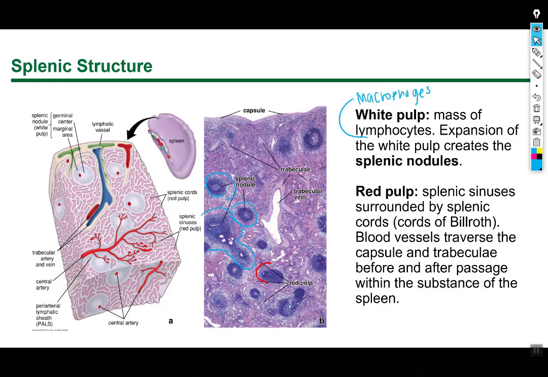So blood vessels traverse the capsule and the trabeculae both before and after passage within a spleen. So you can see that they enter, branch, and then branch some more, and then leave. So again, what this serves to do is to provide an opportunity for any interstitial fluid containing pathogens to be exposed to lots and lots of immune cells, with the understanding that if they are bad and remembered, they will be recognized. Doesn't always happen, but it happens that way fairly often.